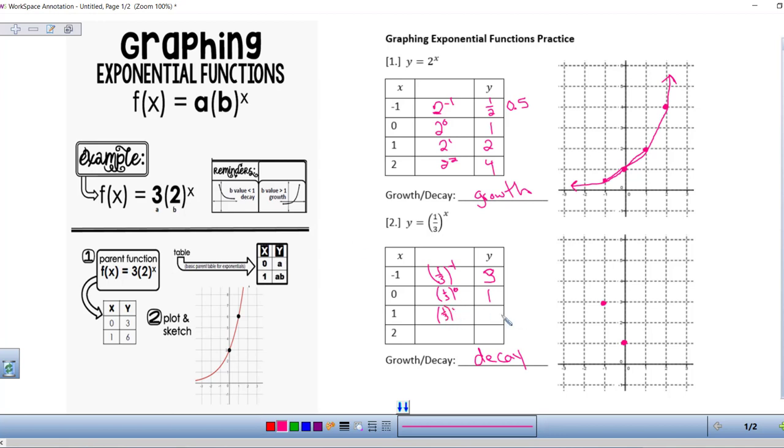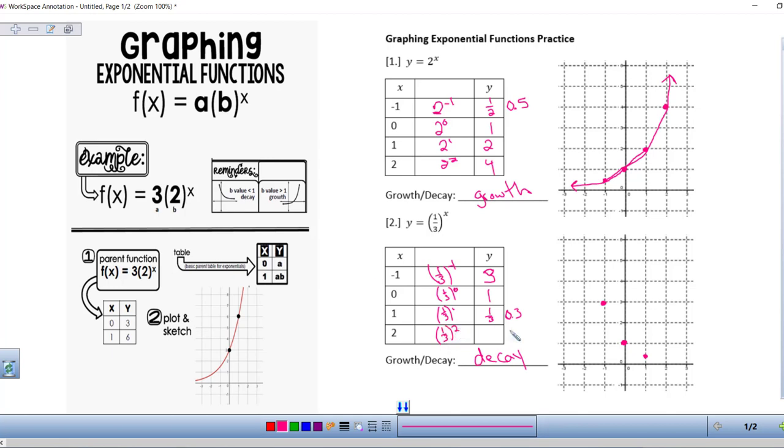1/3 to the first power would be 1/3. Again, if you'd rather have a decimal, you could put 0.3 repeating. So 0.3 would be somewhere around here. It does not have to be perfect when you're getting some of these decimals or fractions that are between numbers. Just as long as we can kind of see where that curve would go.